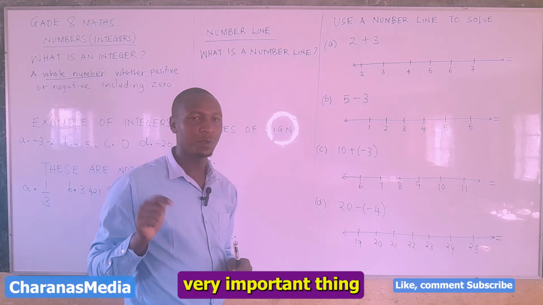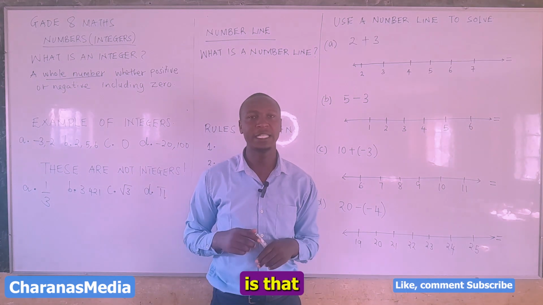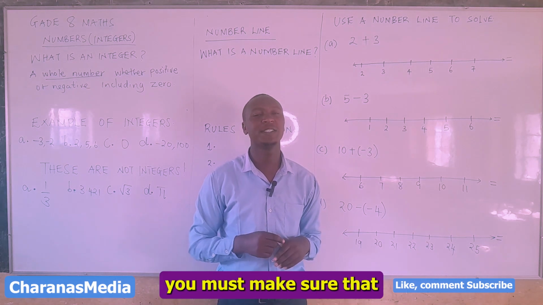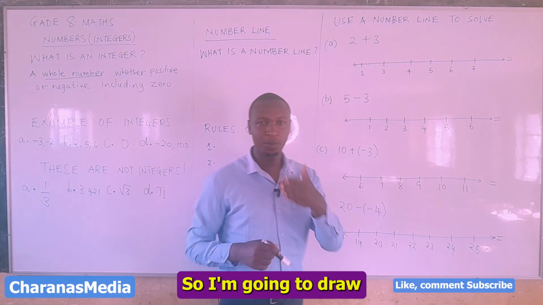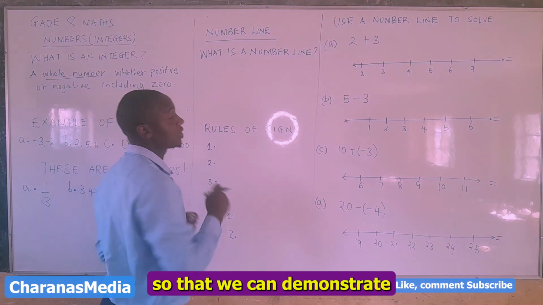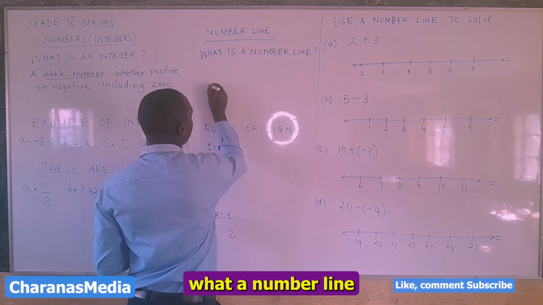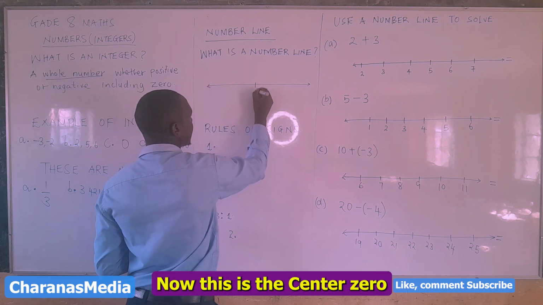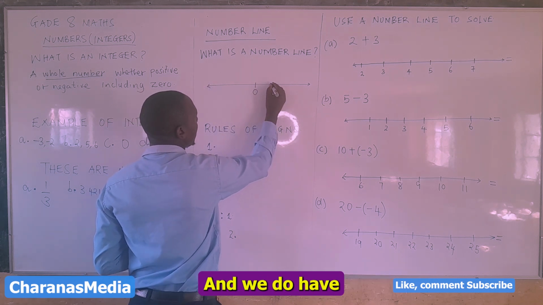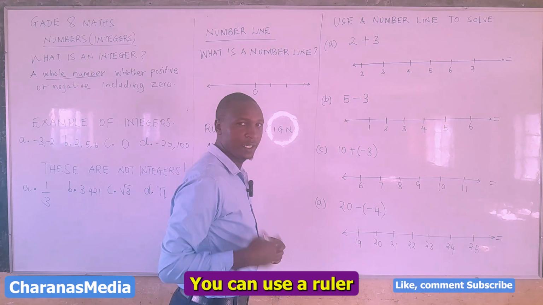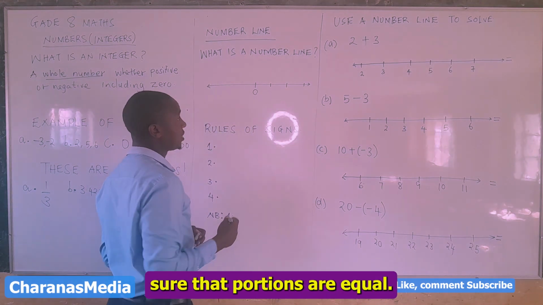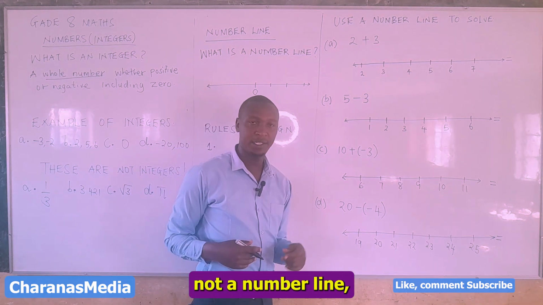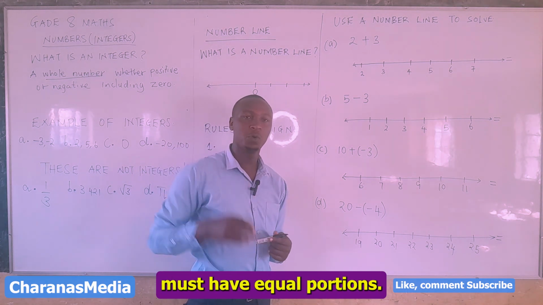Now, one very important thing that you have to know about a number line is that the portions have to be equal. So when you draw a number line, you must make sure that the portions are equal. So I'm going to draw a simple number line here so that we can demonstrate what a number line looks like. So that is a line. Now this is the center, 0. I'm going to have equal portions. You can use a ruler if you want to be sure that the portions are equal. And if they are not equal, then that is not a number line, because a number line must have equal portions.